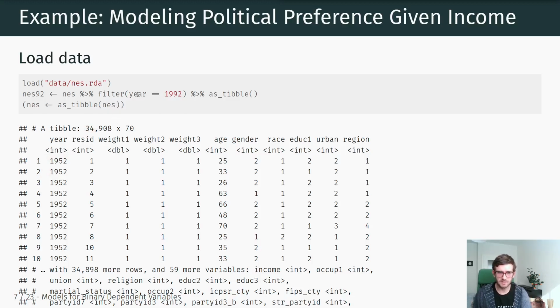For this specific example, we're just going to look at the 1992 presidential election between Clinton and Bush. So we're filtering out that specific year and saving it as a tibble. In the whole data set we actually have 34,000 observations, so 34,000 respondents, and 70 variables. So there's a lot of stuff in there. I'm just looking at one specific point, but I still wanted to upload the whole data so you can play around and try some alternative model specifications as well.